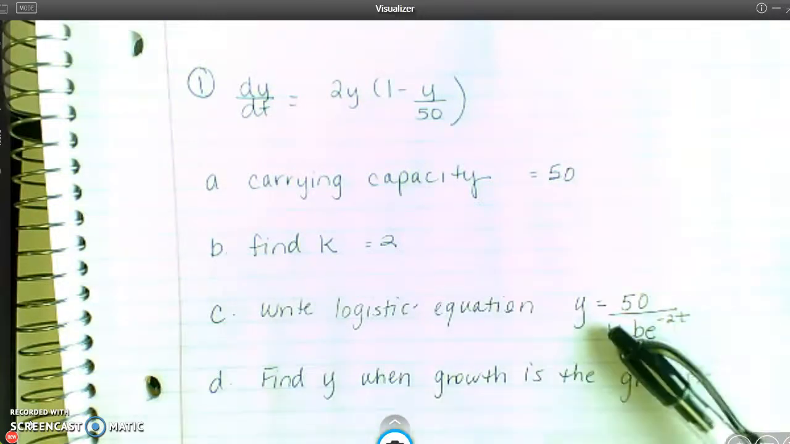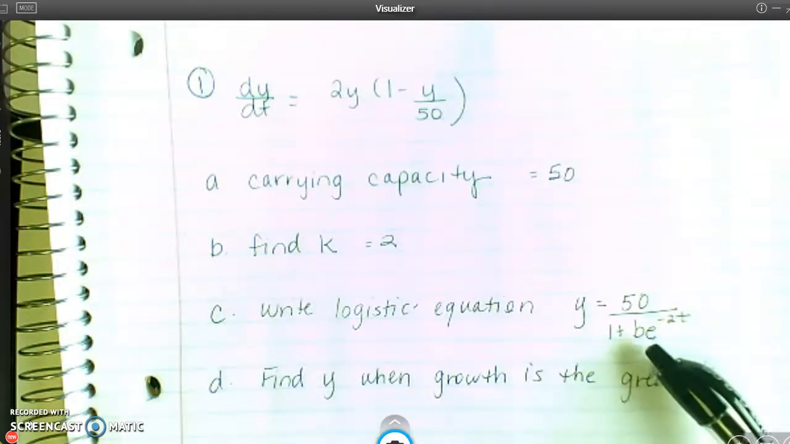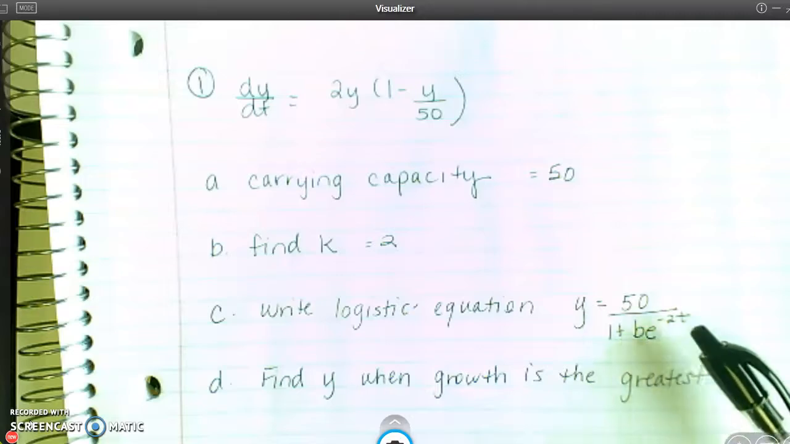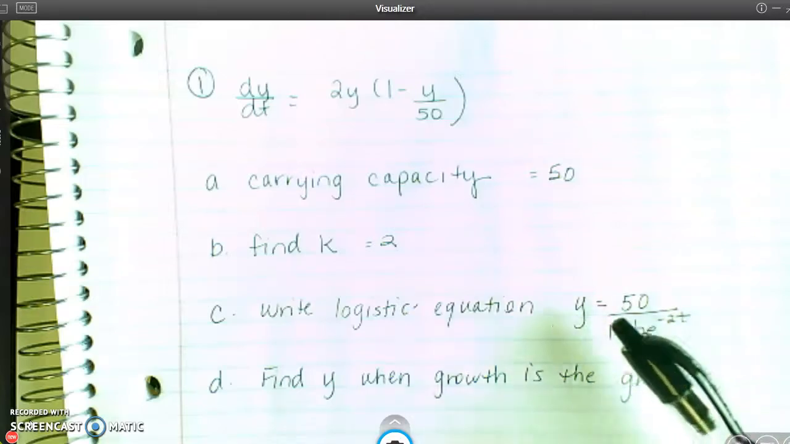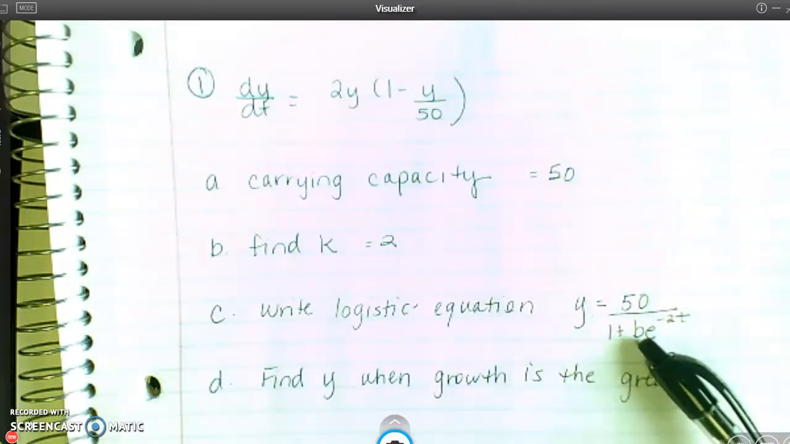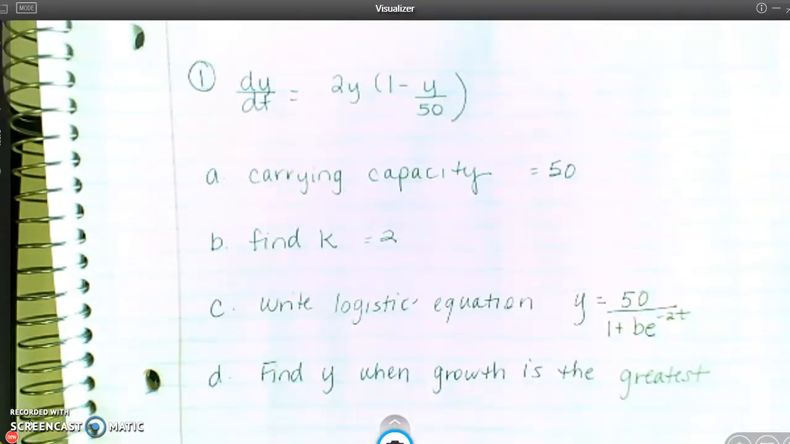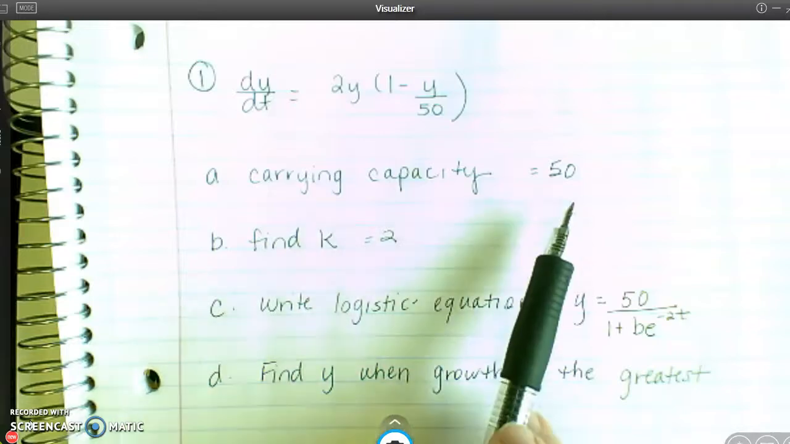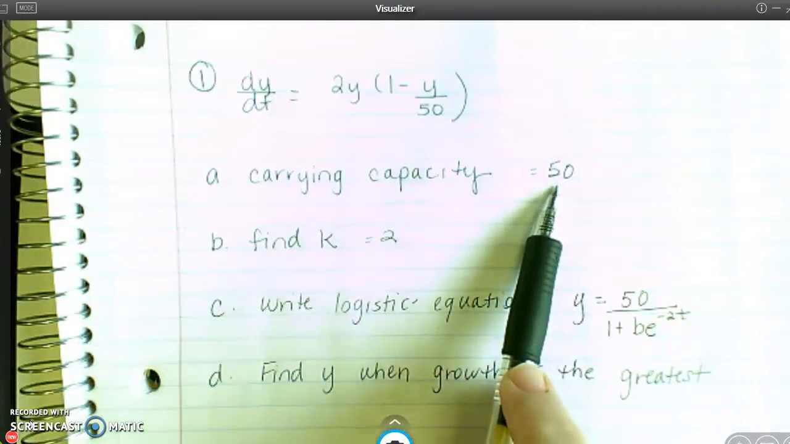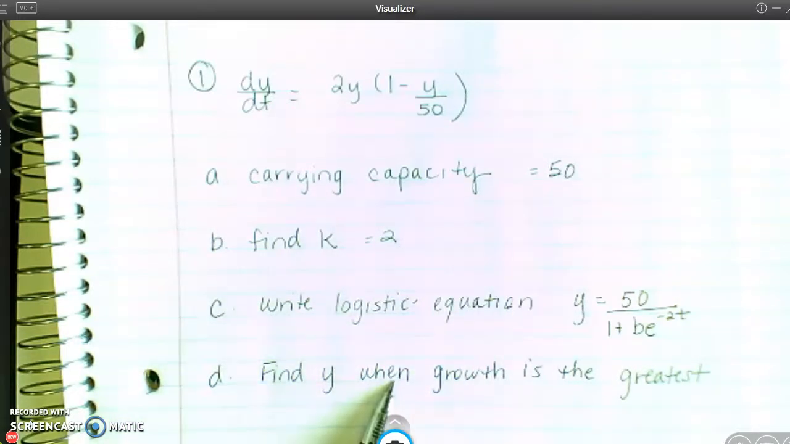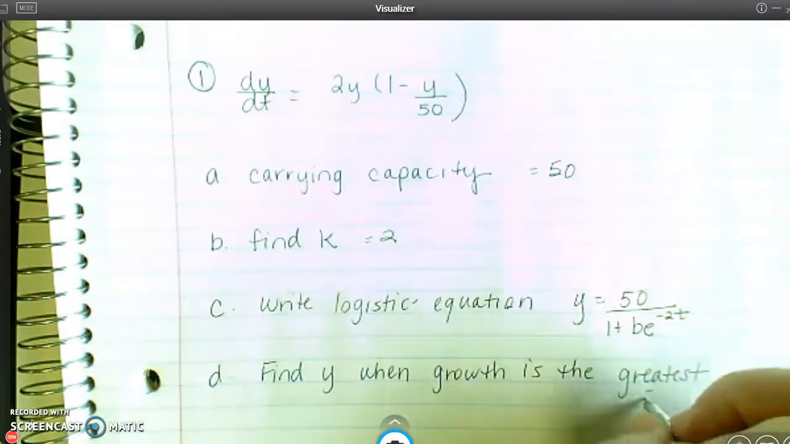Now, to finish this problem, I would have to know some more things. I would have to know another time and population, or time and whatever y represented, in order to find B. And once you can do that, then you can finish. But this is the logistic equation that we have based on the information given. The next part said find y when the growth is the greatest. All right, I know that the growth is the greatest when y is half of the carrying capacity, which is 50. So this would be 25.